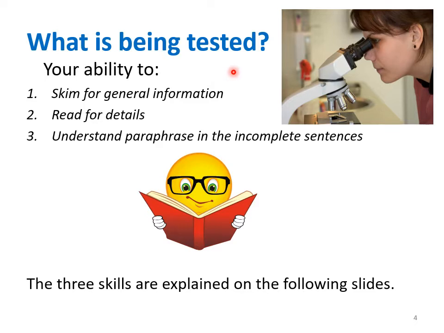Now, what is being tested here? Your ability to skim for general information, read for details, and understand paraphrase in the incomplete sentences. The incomplete sentences are kind of a paraphrase of the actual text. So you need to understand what the actual text says, and if it is said in a different way or in different words, can you still understand that? This is what is being tested. Now these 3 skills are explained on the following slide, so stay tuned, and I'm sure that this is going to be a very useful presentation for you.